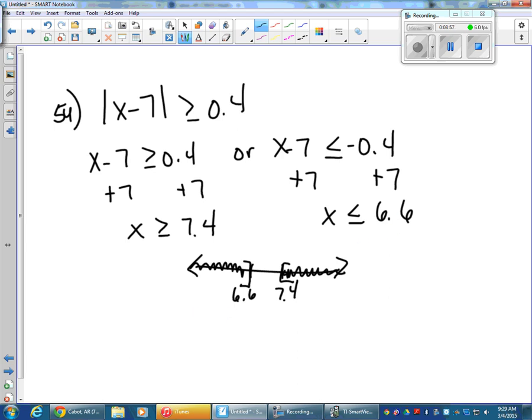So in interval notation, that would be from negative infinity with a parentheses to 6.6 with a bracket, and then from 7.4 with a bracket to infinity with parentheses. All right, that's inequalities, and that should take us through the end of the chapter. I will start on the review on my next video.